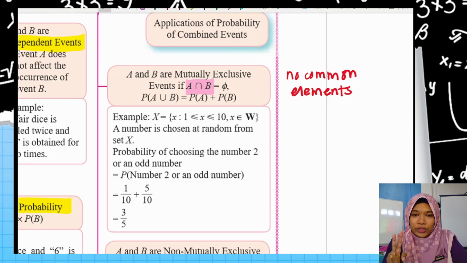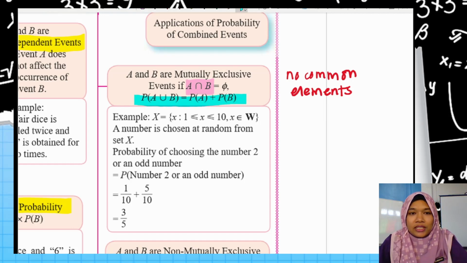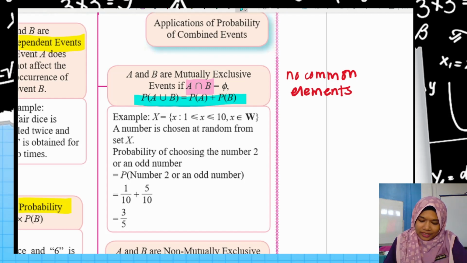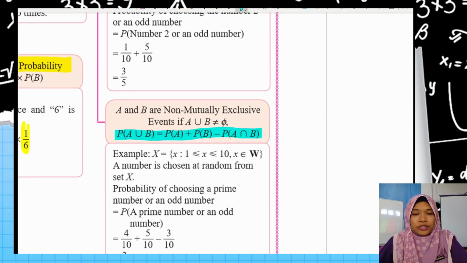There are two formulas for the addition rule. This one, number 1, the probability of A union B is equal to PA plus PB. What does it mean? Nanti kita akan cuba tengok dalam exercise. And this one is another formula for the addition rule.